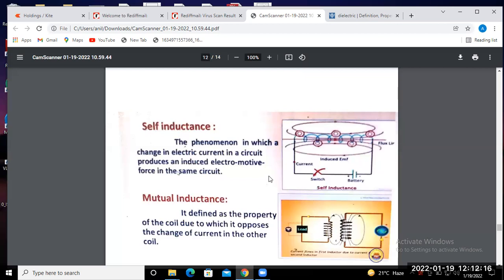So the phenomenon in which a change in electric current in a circuit produces an induced electromotive force in the same circuit is self-inductance, and mutual inductance is defined as the property of the coil due to which it opposes the change of current in the other coil. So this is the classification of inductance: self-inductance and mutual inductance.